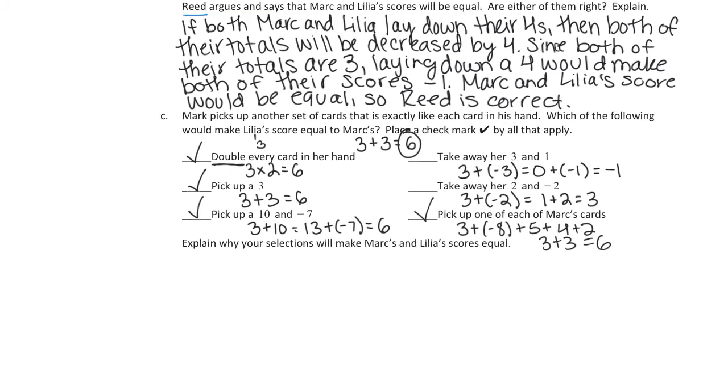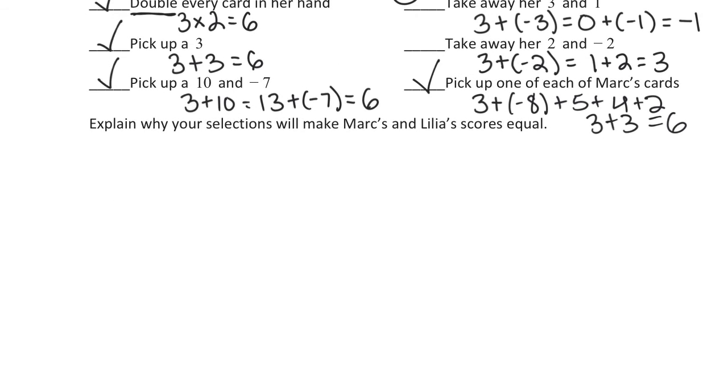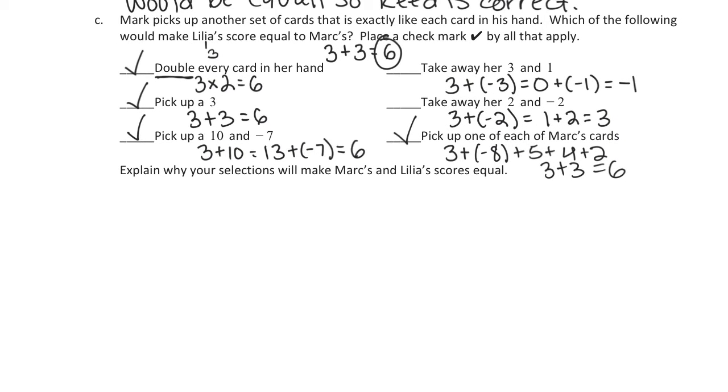All right, let's go ahead to the next question. Explain why your selections will make Mark's and Lilia's scores equal. Well, first of all, we know that Mark's total doubles because every card in his hand doubled. So his total is 6. Each choice I selected from above here would add 3 to Lilia's total to make it 6. And that is going to be our answer for this problem.